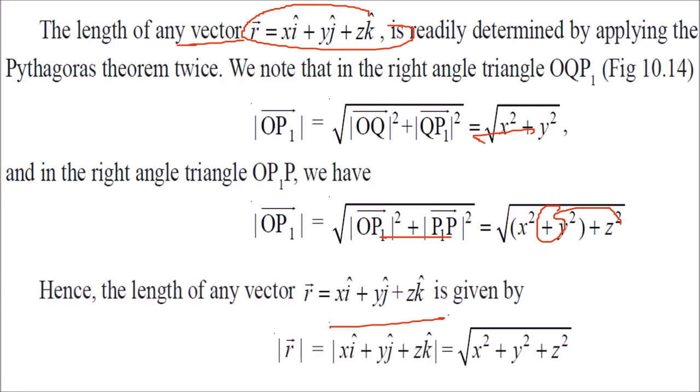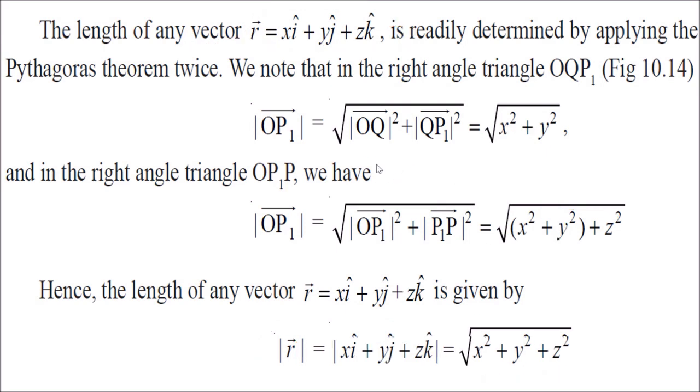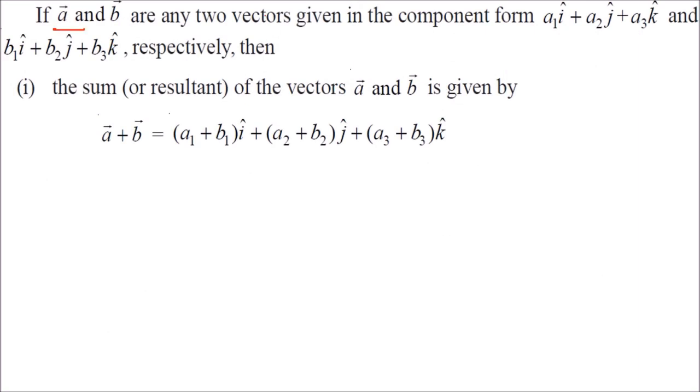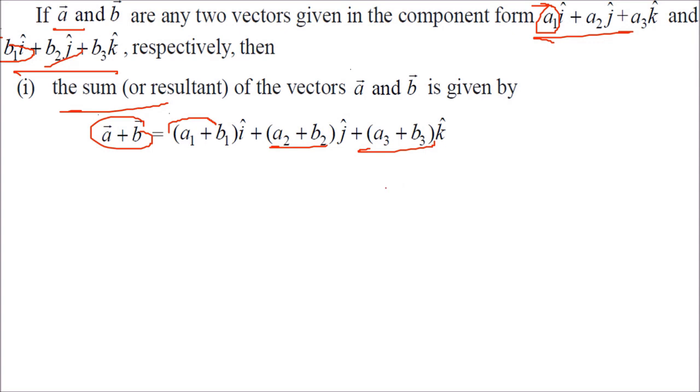So R is actually xi plus yj plus zk. The mod of R, or the magnitude of R, is under root x square plus y square plus z square. So if A and B are two vectors given in component form, a1i plus a2j plus a3k and b1i plus b2j plus b3k, then the sum or resultant of the vectors, A plus B, is: you add the coefficients of i, A1 plus B1, coefficient of j, A2 plus B2, coefficient of k, A3 plus B3.